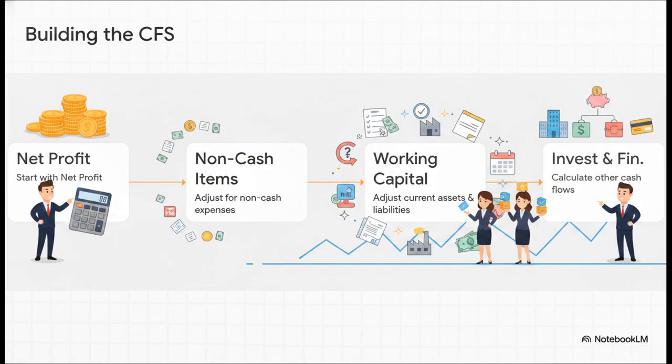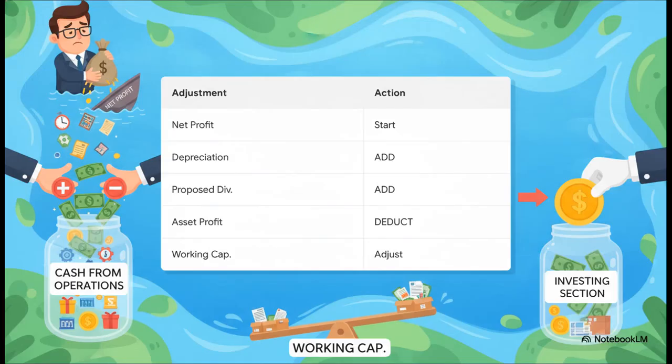Step 1, start with the net profit from the income statement. Step 2, adjust for non-cash and non-operating items. Step 3, adjust for changes in working capital. And step 4, calculate the investing and financing flows separately. Let's look at those operating adjustments.